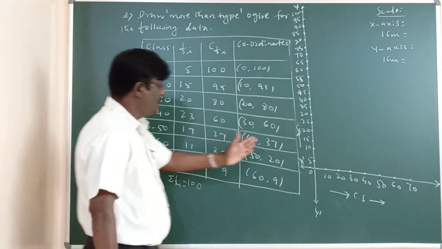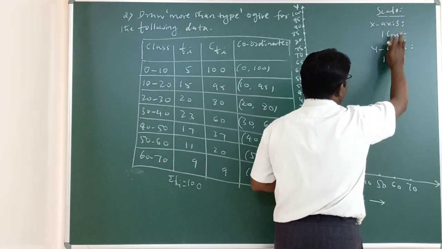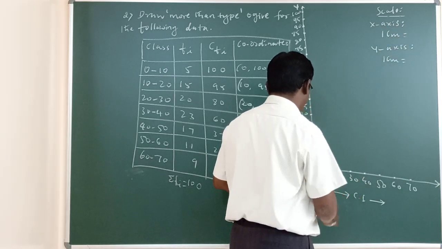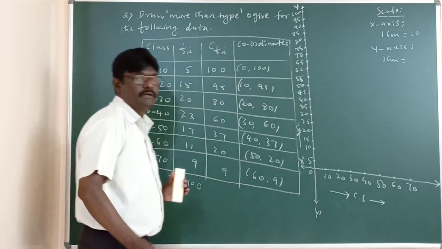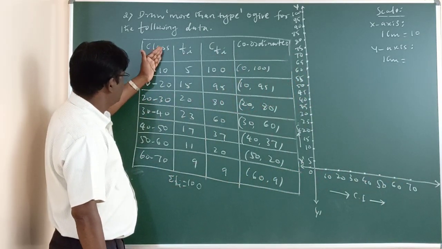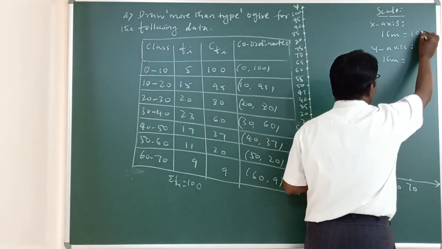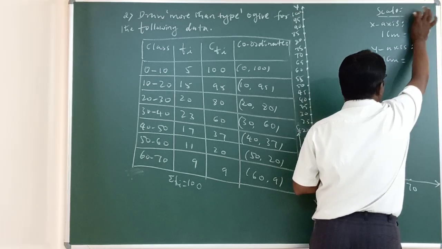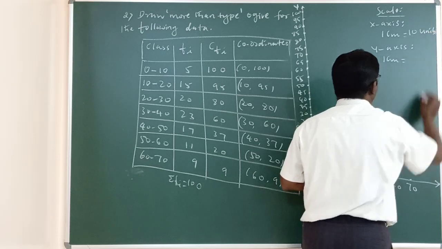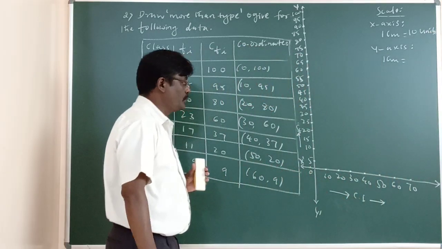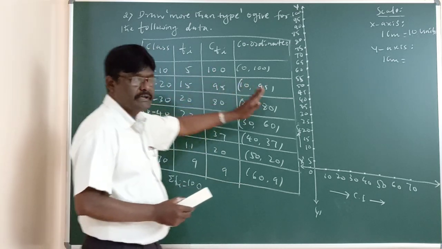Next, along the y-axis, how to take the scale? X-axis, 1 centimeter equals 10 units. Here nothing is given, no rupees or kg, no unit at all. Then generally we shall write 1 centimeter denotes 10 units. Along the y-axis, see the maximum is 100, so it is convenient.